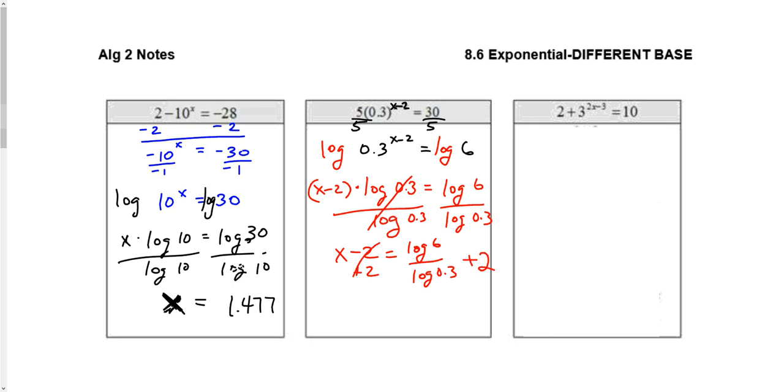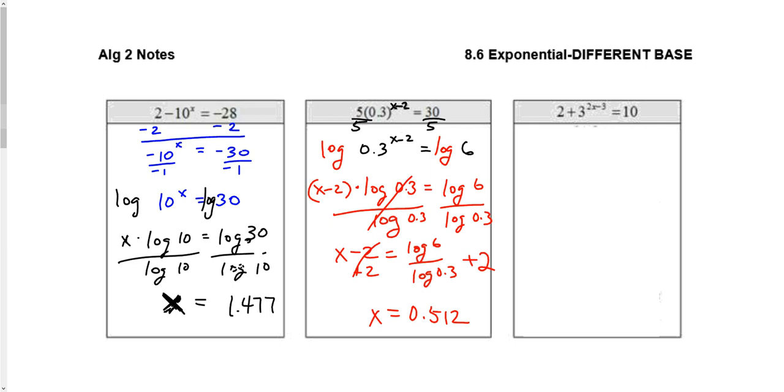So log 6 divided by log 0.3. Actually, I'm going to put that in parentheses. Log 6 divided by log 0.3. And then add 2. So I end up with 0.512.